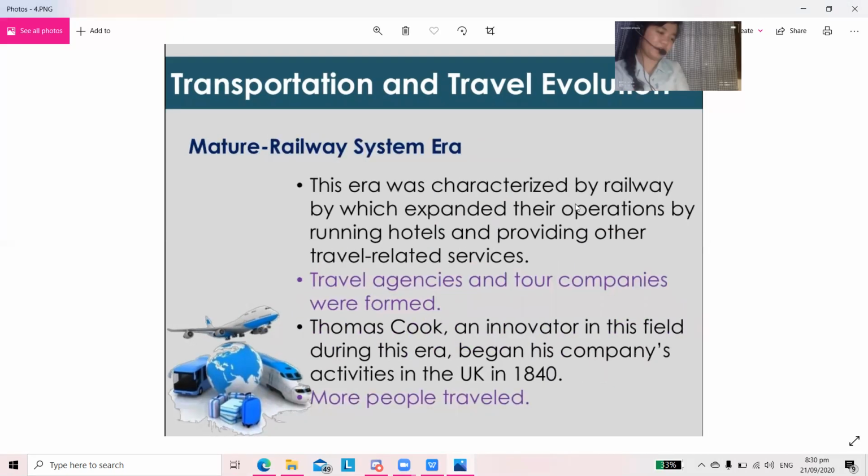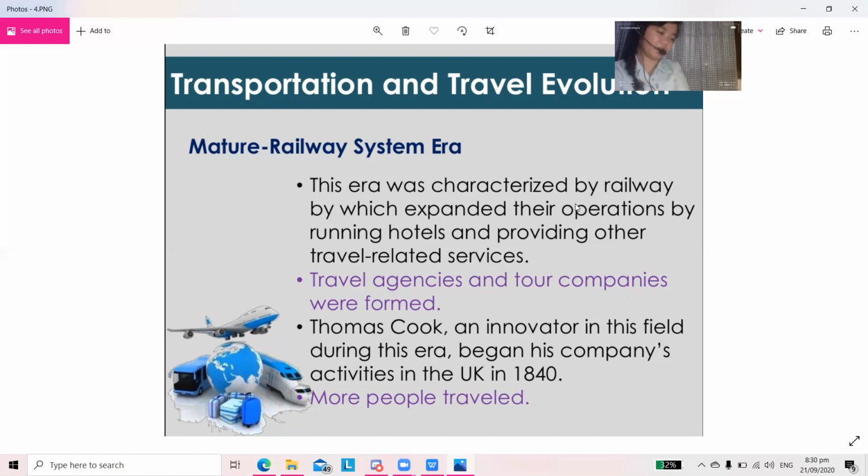Okay, next, we have the mature railway system. This era was characterized by railways, which expanded their operations by running hotels and providing other travel-related services. Travel agencies and tour companies were formed. Thomas Cook, an innovator in this field during this era, began his company's activities in the UK in 1840. If you still remember the history of tourism, Thomas Cook was the first travel organizer. He also developed the tour checks, right?